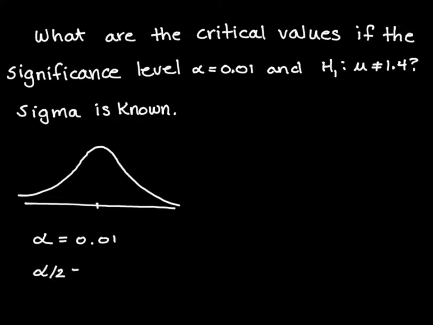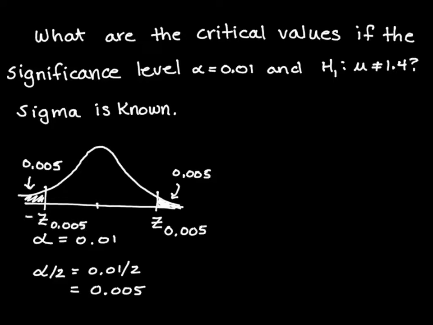So again, I'm going to draw my normal distribution. Because this is a two-tailed test, I'm going to take my value of alpha, which is 0.01, and divide alpha by 2. So I take 0.01 divided by 2, and that gives me 0.005. And so I distribute that amongst the two tails. I'm going to need to find my two critical values, which are z sub 0.005 and negative z sub 0.005.